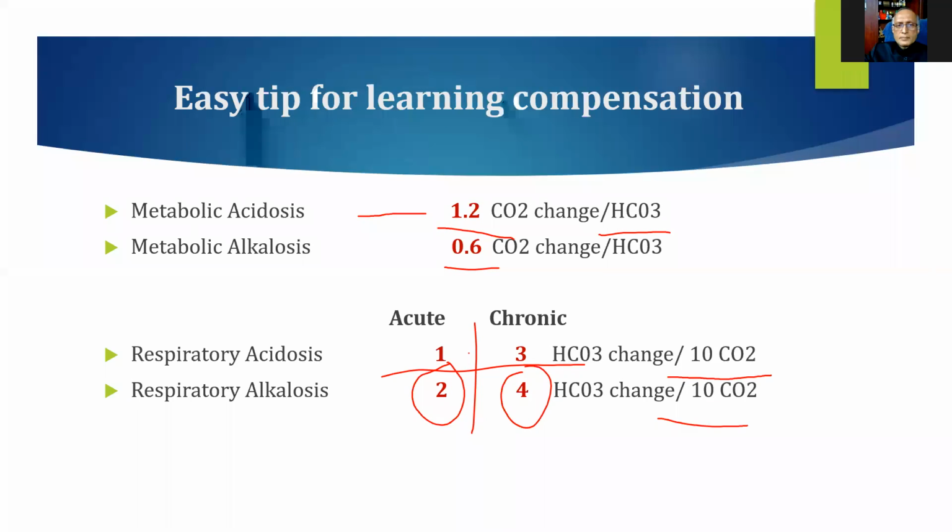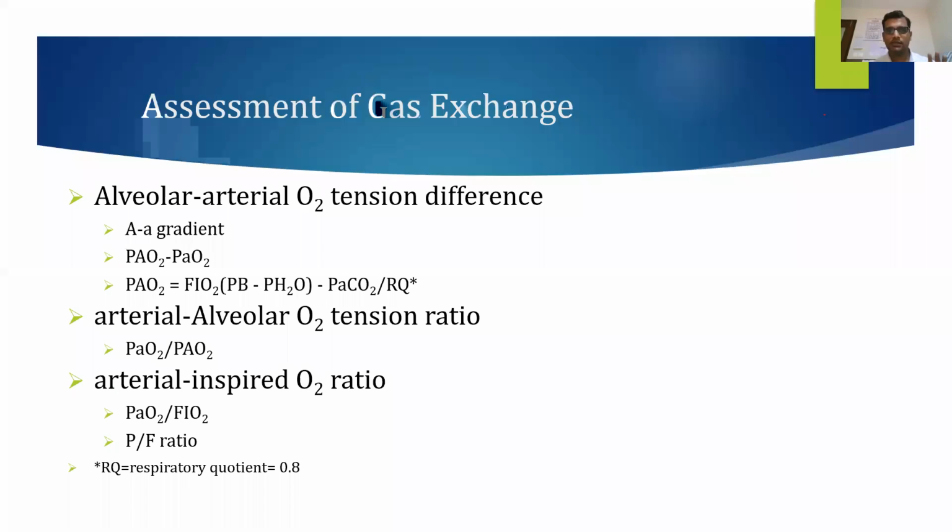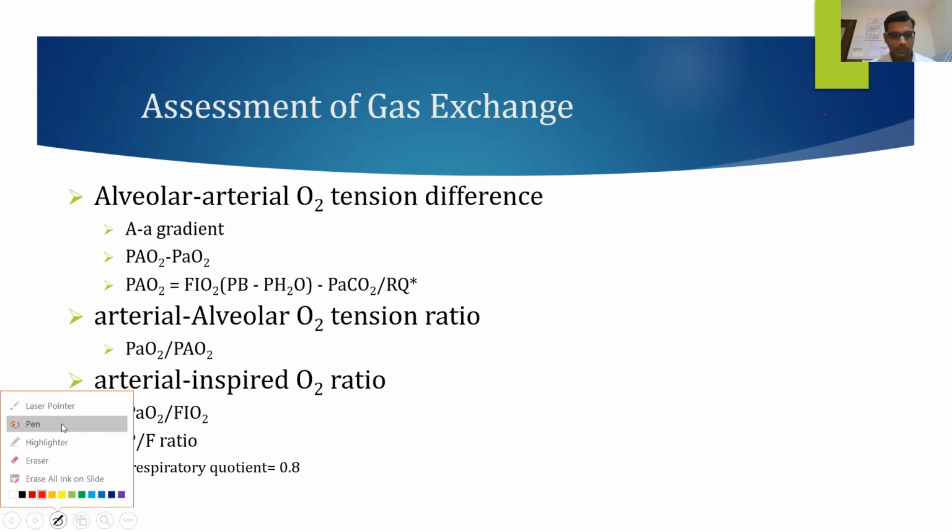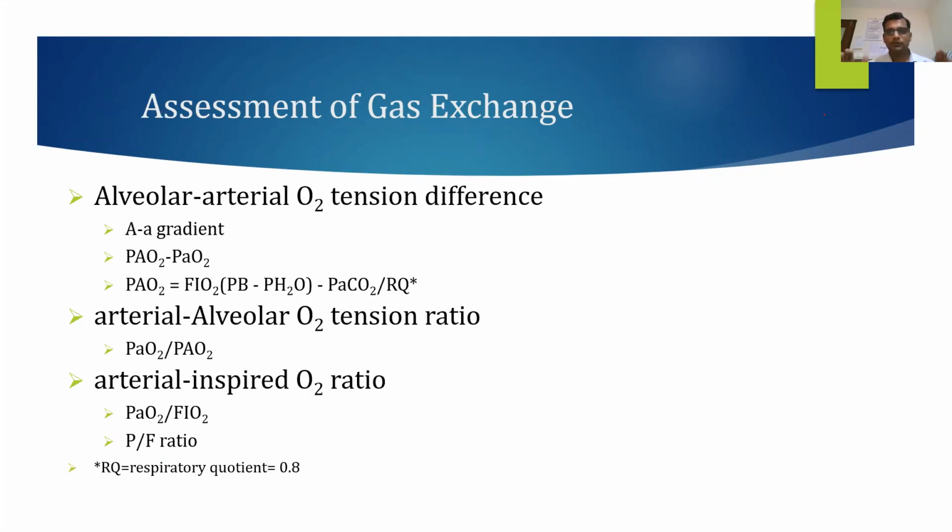So just remember 1.2, 0.6, 1, 2, 3, 4, right? Now if you want to assess the oxygenation status, we all know there are different measures. One is the A minus a gradient, PAO2 minus PaO2, then the alveolar arterial oxygen tension ratio, the PaO2 by FiO2 ratio, PF ratio. Then the latest would be the oxygenation index, which is mean airway pressure divided by the PF ratio. Okay, so I will just summarize.